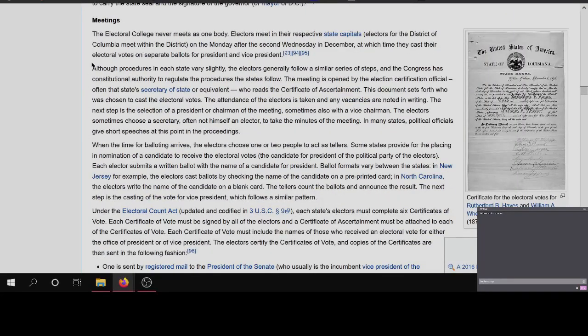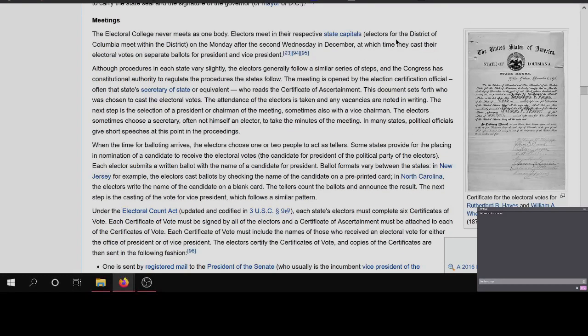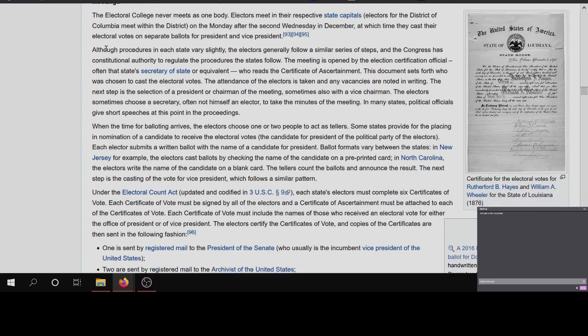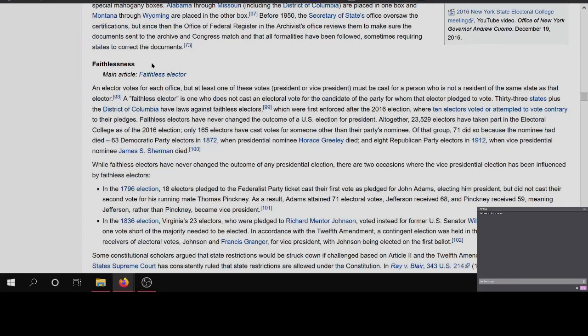Then we go to the meetings. The Electoral College never meets as one body. Electors meet in their respective state capitals. Electors for the District of Columbia meet within the district. So I take it that will be the case for other territories when they actually get more political rights in government, along with being part of the federal affairs of the U.S.